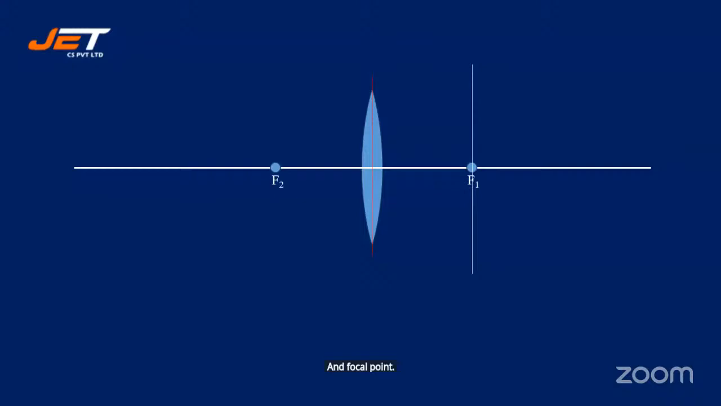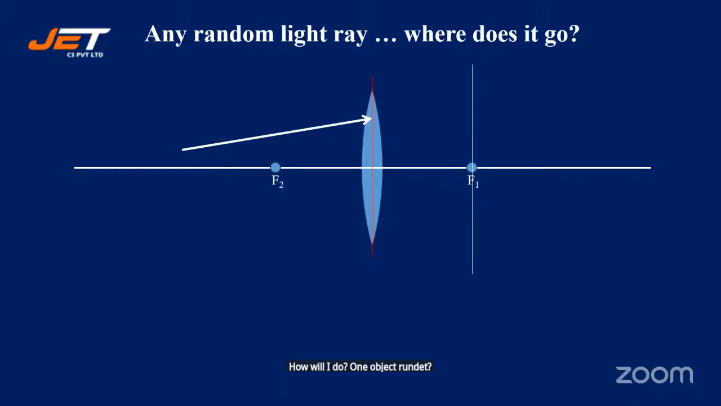Now look at this, students. Now I had an extended object. Now let's say I've got a point object on the principal axis. How will I do it? If there is a point object, I have got a random light ray. I want to trace after refraction, where does it go?